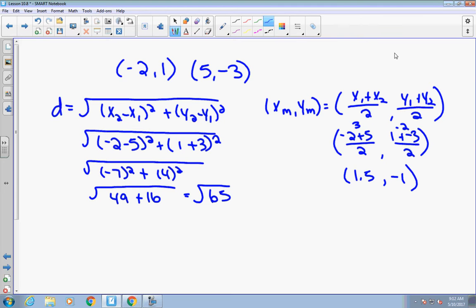So radical 65, which is about 8 point something, right? Almost 8, a little over 8, is the length of it, okay? And the midpoint, the point in the middle of those 2 points, is 1.5, -1. Okay, that's the ordered pair for the midpoint. And you will be using some of this in your lesson today.